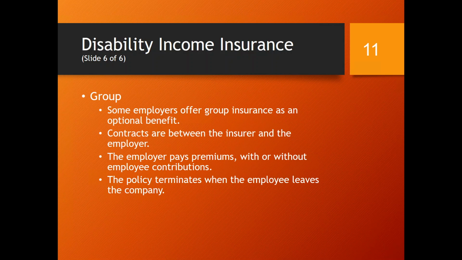For group policy, some employers offer group insurance as an optional benefit. Contracts are between the insurer and the employer. The employer pays premiums with or without employee contributions. The policy terminates when the employee leaves the company. The employees are not the policyholders. They hold certificates of insurance. Benefits can be for short-term or long-term disabilities. Benefits are taxable if the employee is not making any contributions toward the premiums. Exclusions, such as those in individual disability policies, are also usually present in group policies.